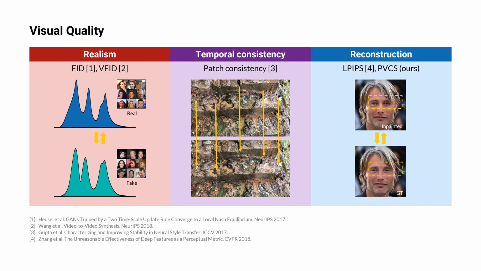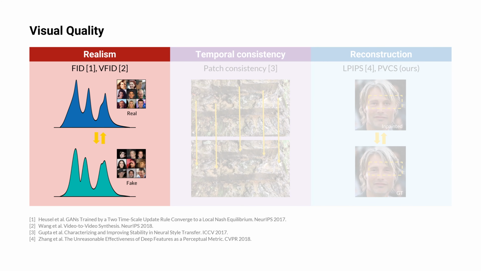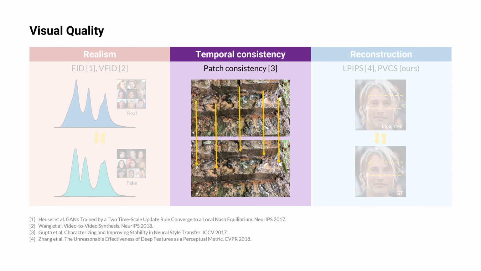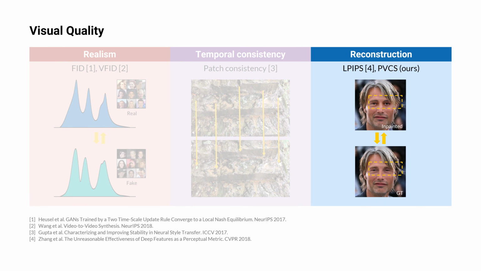We adopt a comprehensive set of evaluation metrics that span 3 aspects of visual quality. Realism refers to how well the distribution of inpainted videos resembles that of real videos. Temporal consistency measures how much the colors of corresponding points in the scene change across time. And reconstruction measures how much the inpainted video resembles the ground truth at the pixel level.